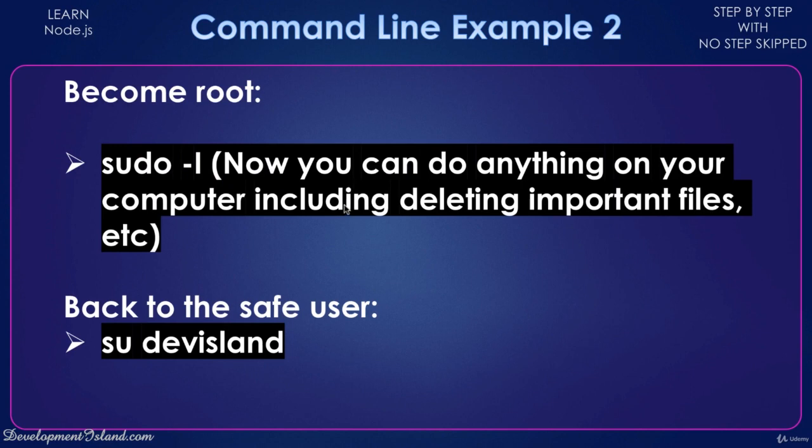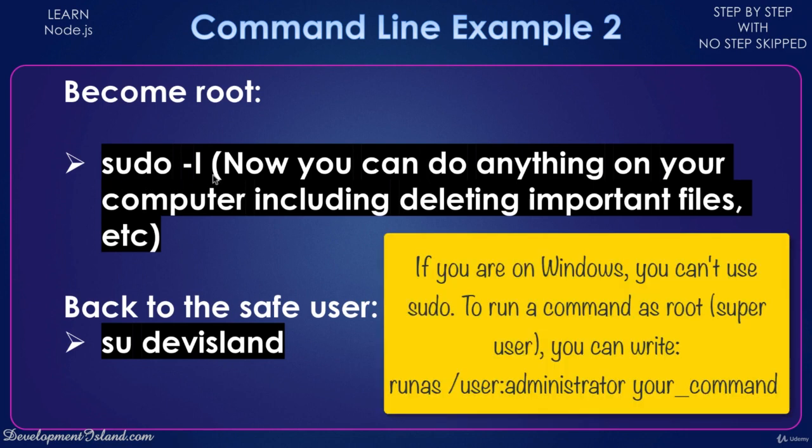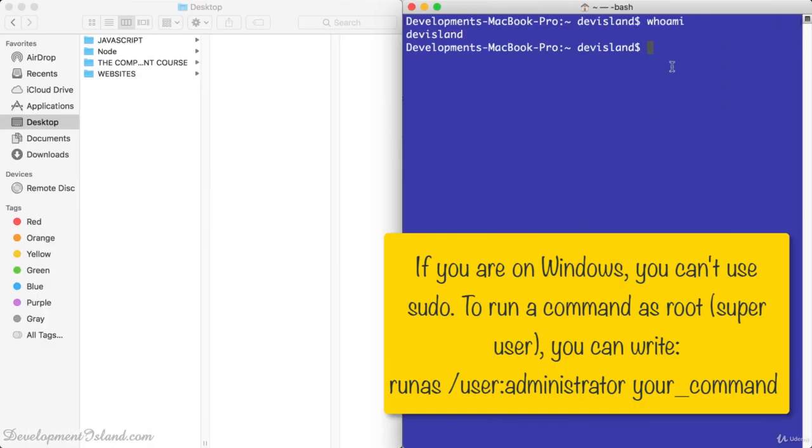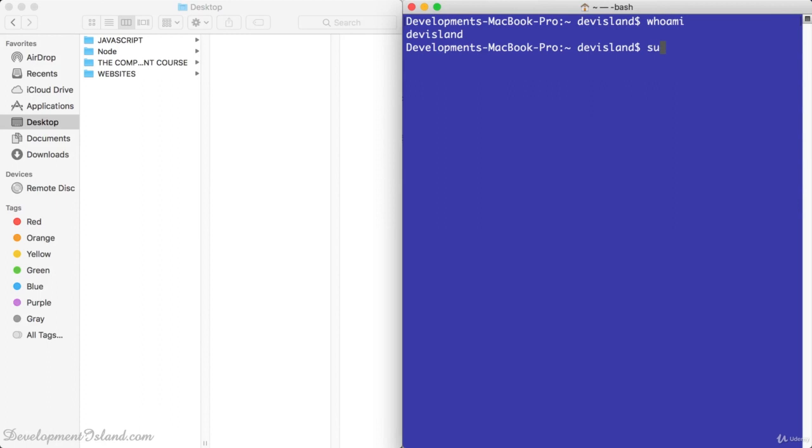Now you can decide to become root. The root user is a user with a superpower. Basically, the root can do anything on the computer. This includes deleting important files like system files. Obviously, this is not recommended, but this is the way to do it. It's by running this command sudo -i. So if I try that now, it's going to ask you for the password. This is the password you use to log into your computer.